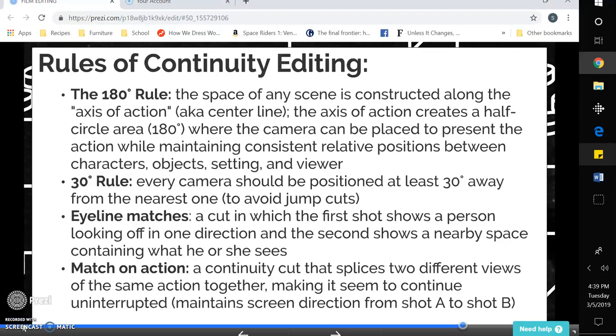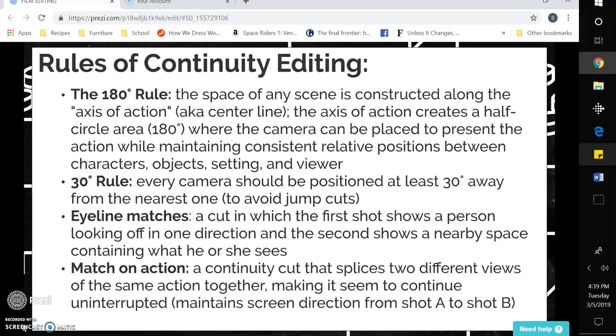Now, because continuity editing is trying very hard to keep us immersed in the story world, to keep us from questioning the artifice of the film, there are a lot of rules that the editor, the filmmaker, and the cinematographer have to follow collaboratively to make sure that the end product is totally cohesive and seamless. We talked about one of these in class, the 180-degree rule.